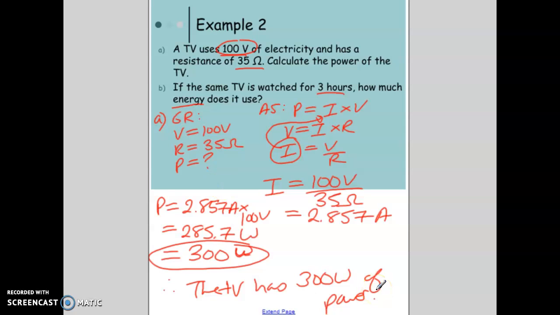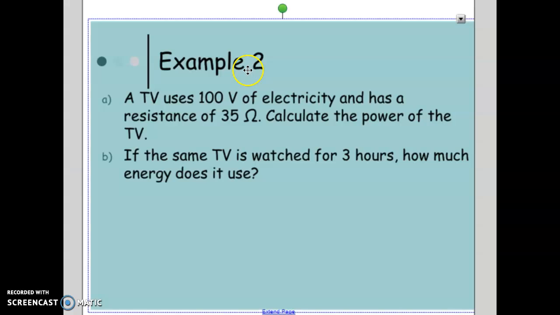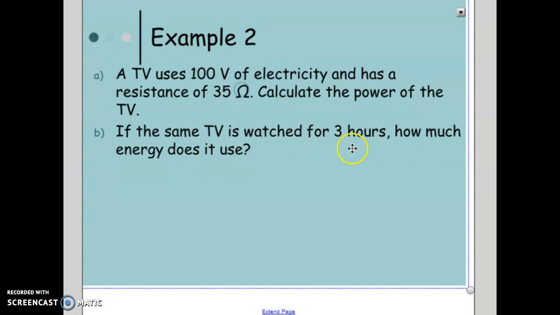Okay, so multi-step problems are very common. You'll probably come across more than one of these. Okay, so I'm going to make a new page here so we can do part B on this side.